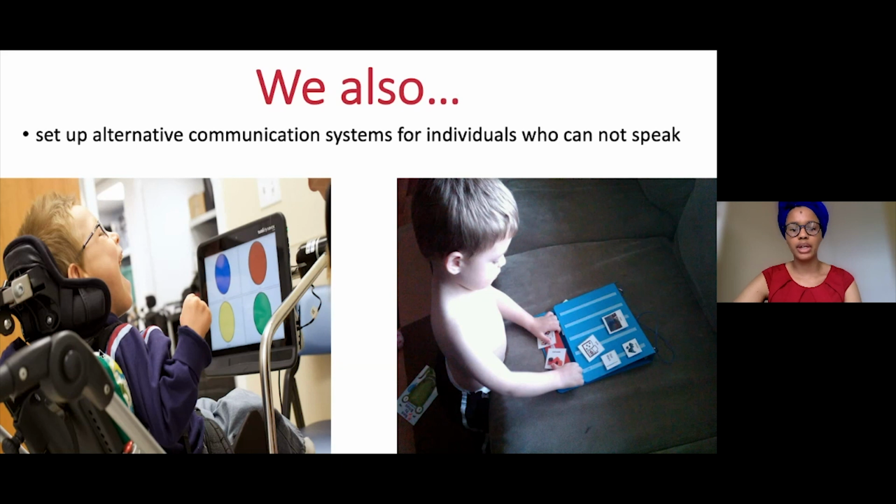So on this slide, I have two pictures. One picture is an example of an alternative communication system that is quite advanced and involves technology, while the other one is what we call a low-tech alternative communication system. And it includes just a very simple communication book.